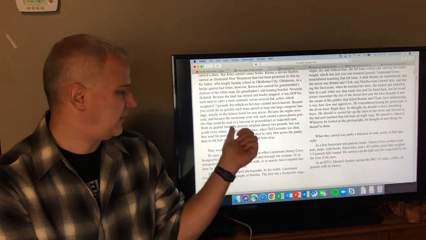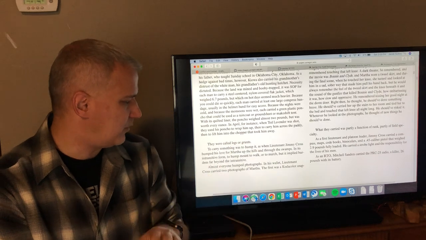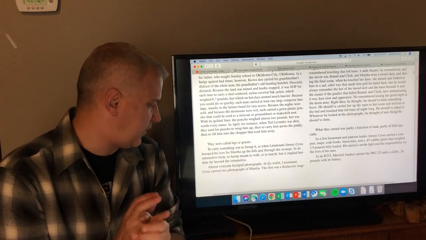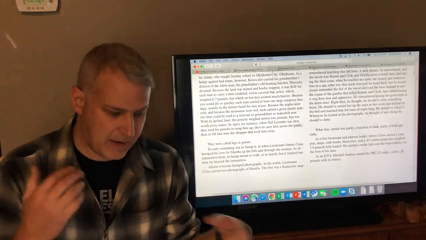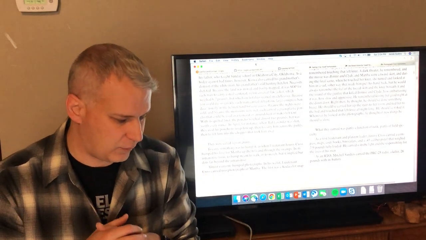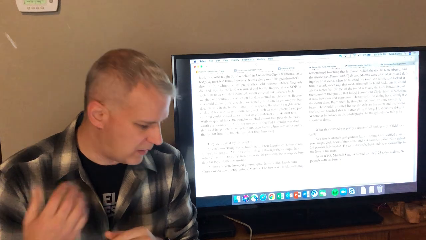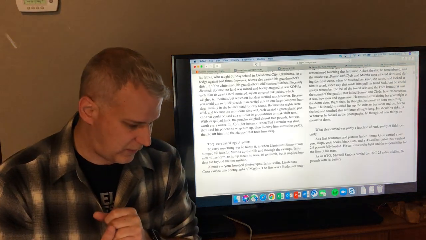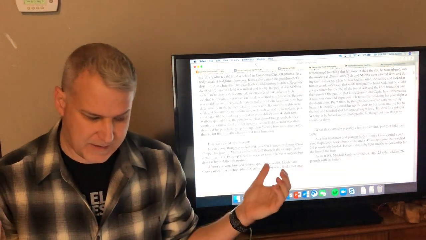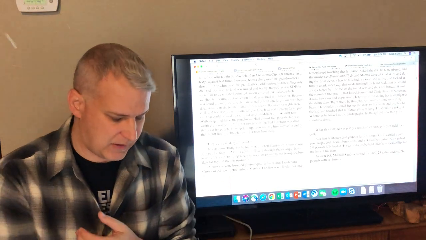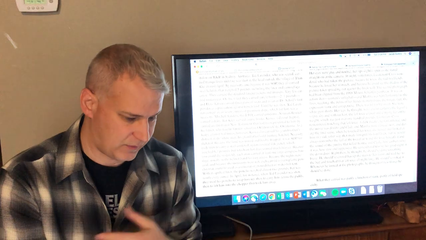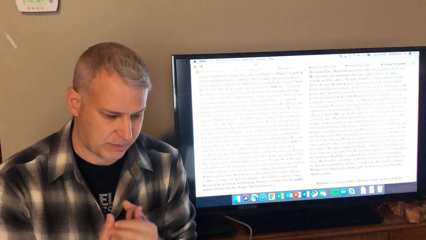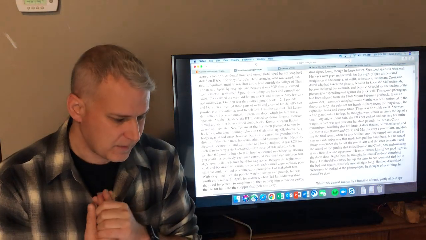They were called legs or grunts. To carry something was to hump it, as when Lieutenant Jimmy Cross humped his love for Martha up the hills and through the swamps. And again, you get some of this jargon of the soldiers. Almost everyone humped photographs in his wallet. Lieutenant Cross carried two photographs of Martha. And part of the personal stuff they carry is pictures of people from back home. And back in the 1960s and 1970s, that's when people still carried physical pictures.